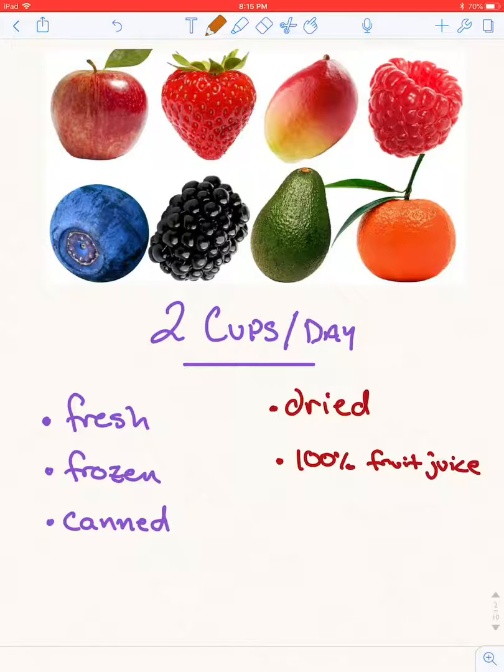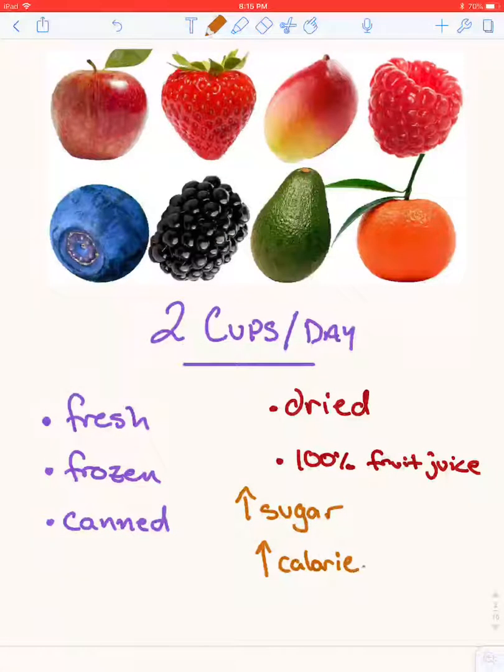Different fruits can easily be incorporated into meals and eaten as snacks. Even better, they are good sources of fiber. When choosing dried fruit or 100% juice, pay attention to serving sizes and remember, these options can sometimes be higher in sugar and higher in calories.